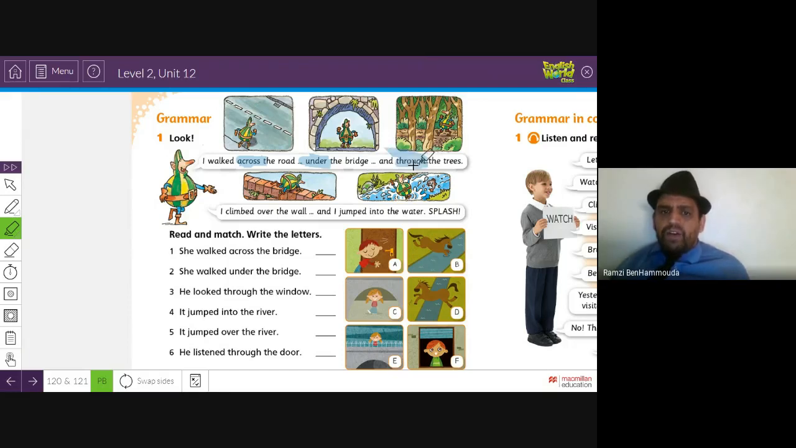So we have across. Under, no. Through, please. Don't make any noise. Across, under, through.